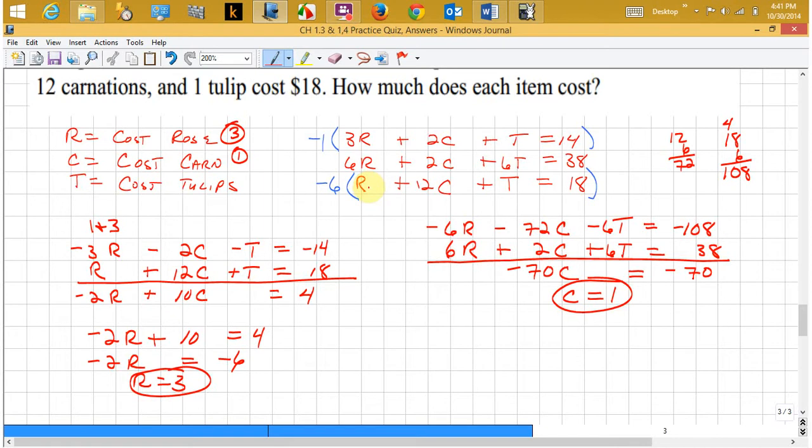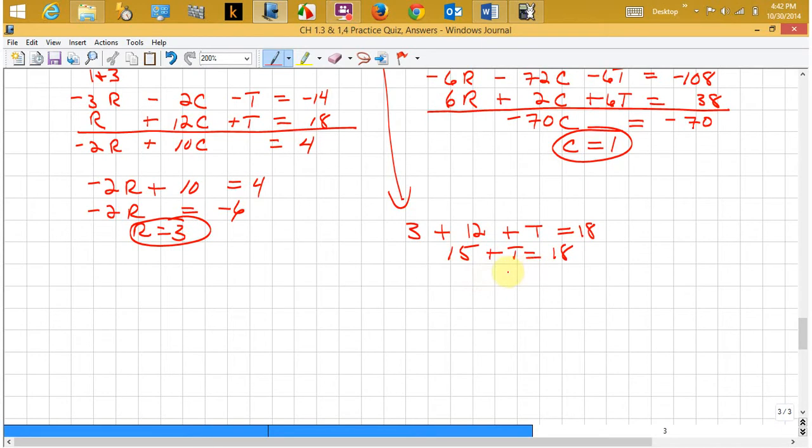So let's substitute those two into one of my original equations. Let's just do the one here that's R plus 12C. If I put R into there, that would be 3 plus 12 times 1, plus T is equal to 18. 15 plus T equals 18. So I would get T is equal to 3.